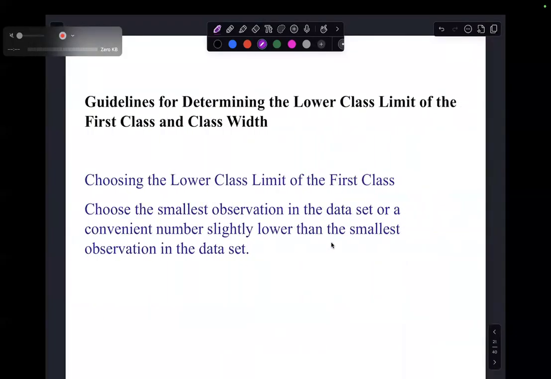Okay. All right. So I already kind of said this part. When you choose your lower class limit, look at your smallest observation and find a convenient number, pretty number. I like the word pretty better. Find a pretty number slightly lower than your smallest observation. And just, once again, we like things that are aesthetically pleasing. And I'm going to show you a way to trick Excel when we get there so that you have the most aesthetically pleasing numbers. You don't have to do it. It's just what I do because I like things pretty.